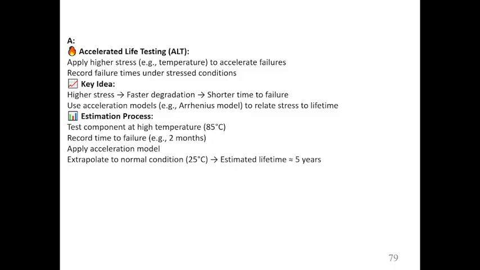However, it is important to ensure that the failure mechanisms under accelerated conditions remain the same as those in normal operations to maintain accuracy.